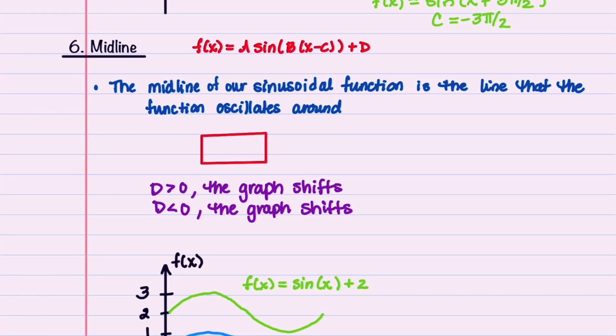The midline of a sinusoidal function is the line that the function oscillates around. The equation for the midline for our sinusoidal function is y is equal to d. If d is greater than 0, the graph shifts above the x-axis. And if d is less than 0, the graph shifts below the x-axis. These shifts can be thought of as vertical shifts.